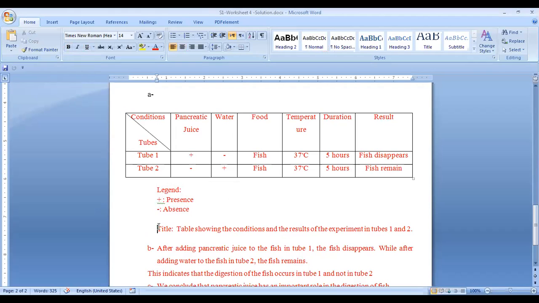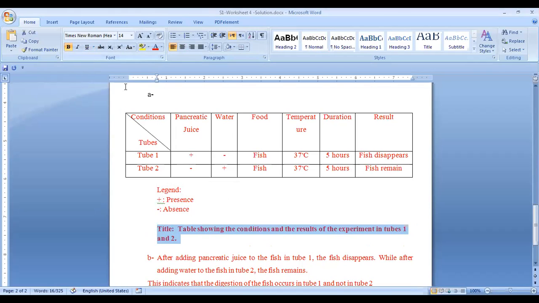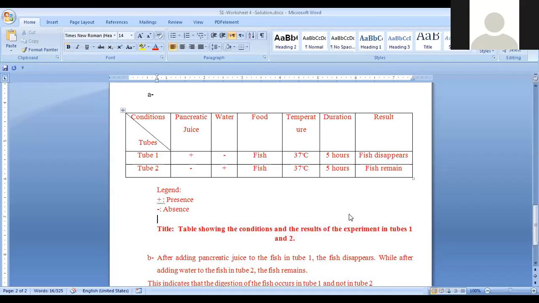And you have to give it a title. This is the title for the table. Okay, guys, so table of condition: don't forget the title, don't forget the legend, don't forget to draw it using a pencil and a ruler for sure.